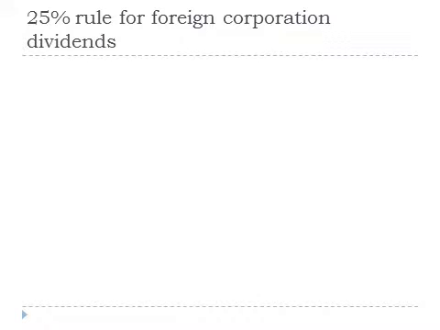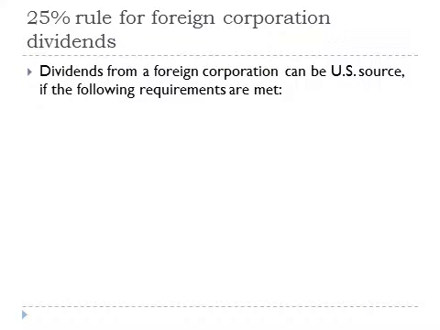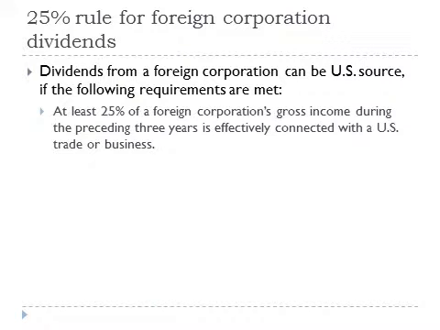As noted earlier, dividends from foreign corporations can be partly U.S. source income under the 25% rule. As an exception to the general rule, dividends from foreign corporations can be U.S. source if the following requirements are met. At least 25% of a foreign corporation's gross income during the preceding 3 years is effectively connected with a U.S. trade or business.